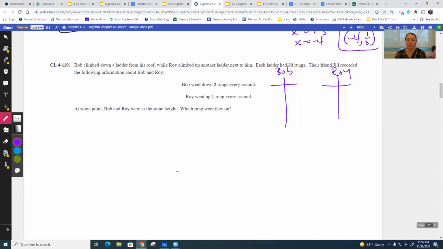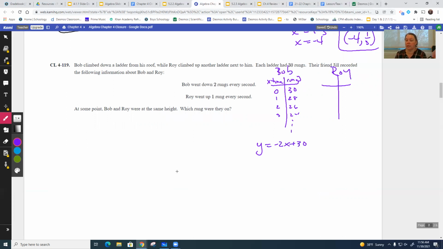We know the ladder has 30 rungs in it, and Bob is climbing down from the top of the roof, and Roy is climbing up. So then Bob, after 0 seconds, so x is like your time, the rung he's on, that's like your y, is 30. Then after 1 second, he goes down 2, and he keeps going down 2. That might help you to see what my equation is if he starts at 30 and goes down 2 rungs every second. So y equals 30 minus 2x, or -2x plus 30.